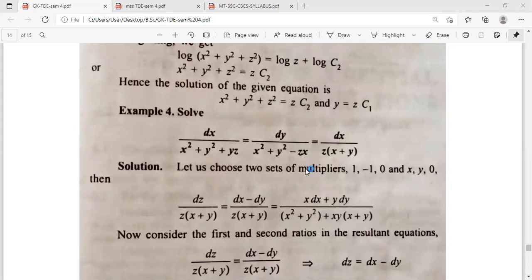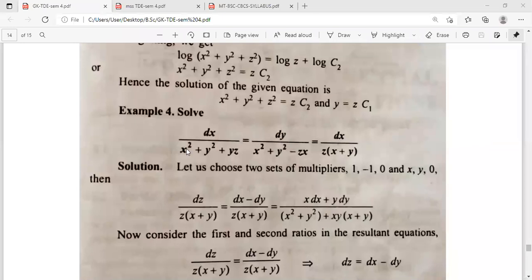Solve dx by here equal to dy by equal to dz by. It's not dx, it's dz by. Now two sets of multipliers. Here you are taking 1, minus 1, 0 and x, y, 0 as two sets of multipliers. Before going to solve the equation, first you write 1, minus 1, 0 is one set, x, y, 0 is another set. First, 1 into dx minus 1 into dy plus 0 into dz. That means dx minus dy you are getting here.